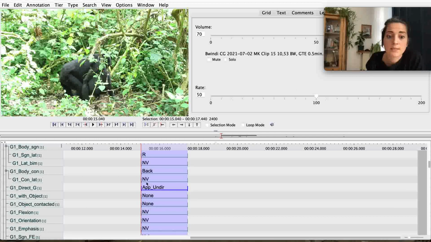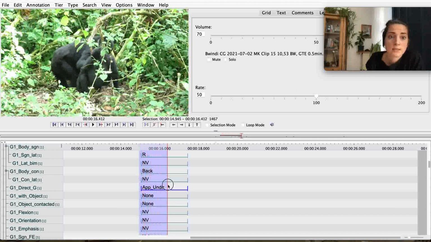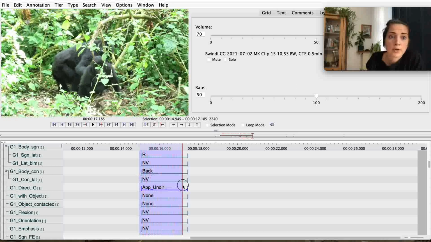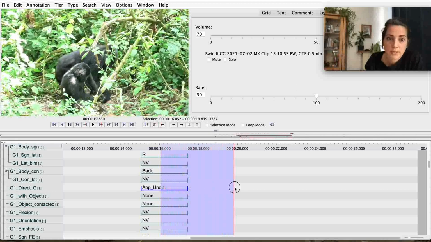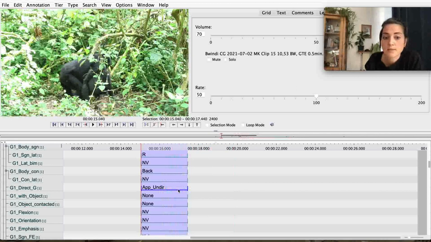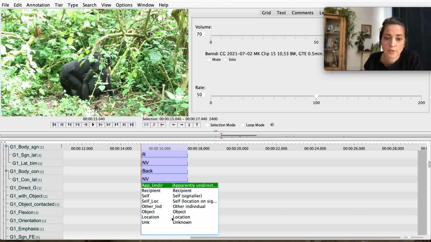The directionality. So in this case, the force that is applied by the mother on the back, the recipient does not go into this direction, so he actually turns around and goes into the opposite direction. So this push was apparently undirected, but often they push another individual to move away, and often this individual goes into the exact direction of the push force, and then in this case it would be, for example, location.